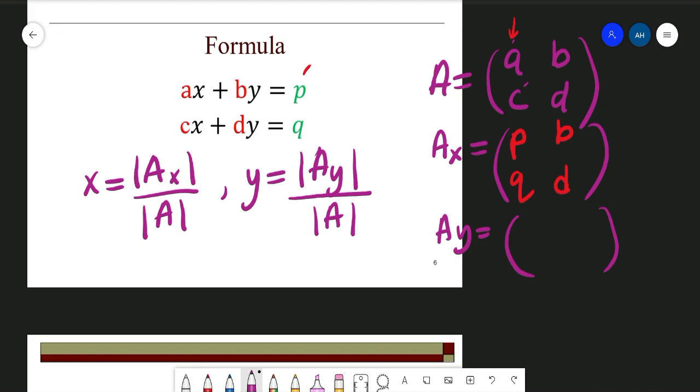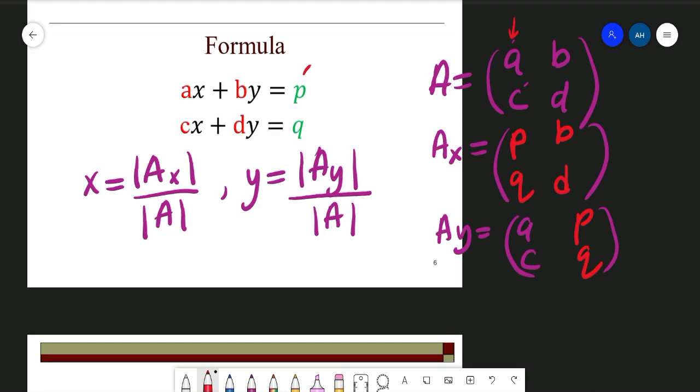Yeah, of course. It's like matrix A, but we have to remove the coefficient of y, that is B and D, and replace it by the right hand side. So the first column is still the same, that is we have A, C there. AC is still the same, but for the second column we are going to replace it by the right hand side, that is P and Q, like that.